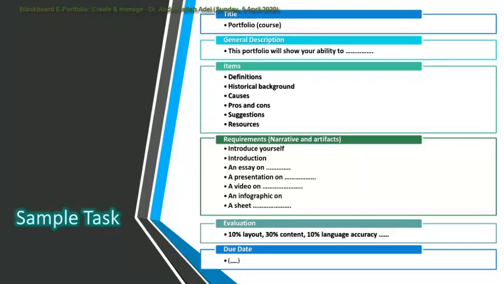Okay, the evaluation: how you are going to evaluate the portfolio, for example, 10% for the layout, because the layout is very important in the portfolio, 30% for content, 10% language accuracy, and so on. So you have to specify how this is going to be evaluated. Then also, of course, we have to give them the due date for submitting. This is what we are speaking about now: an assignment, a portfolio task you give to the student, that should include some of these or more than this, okay, but this is just a sample.